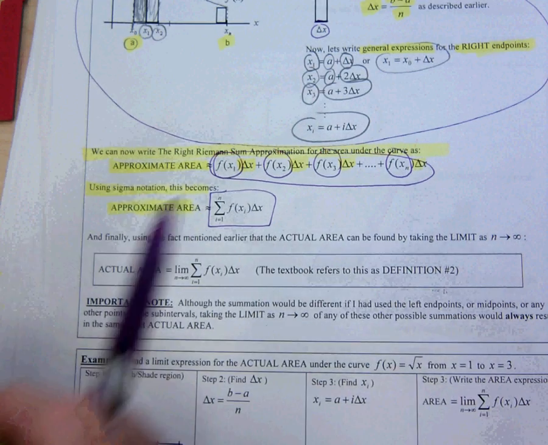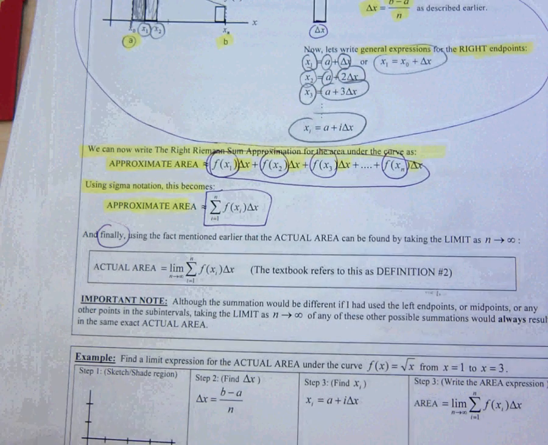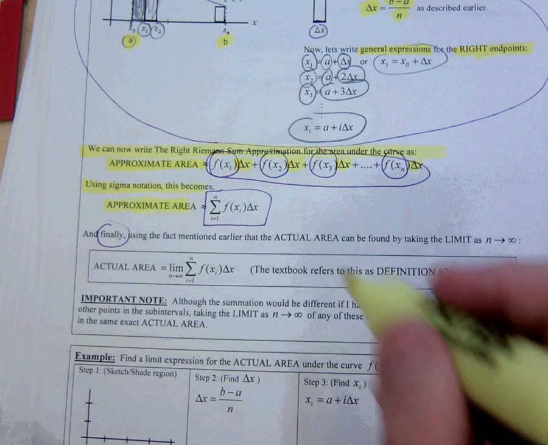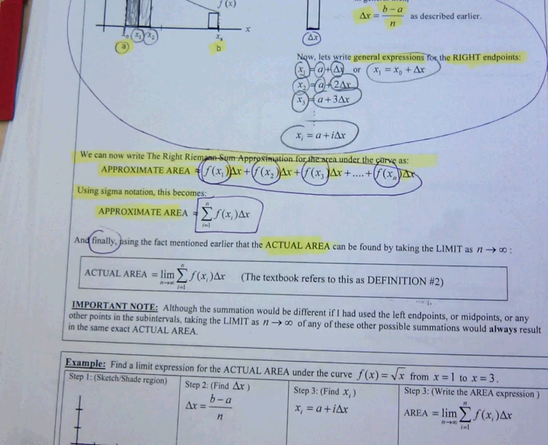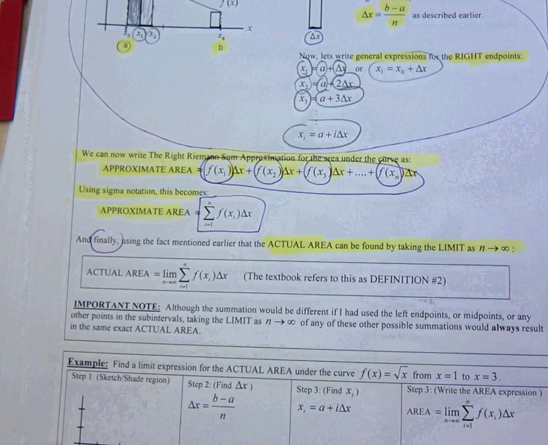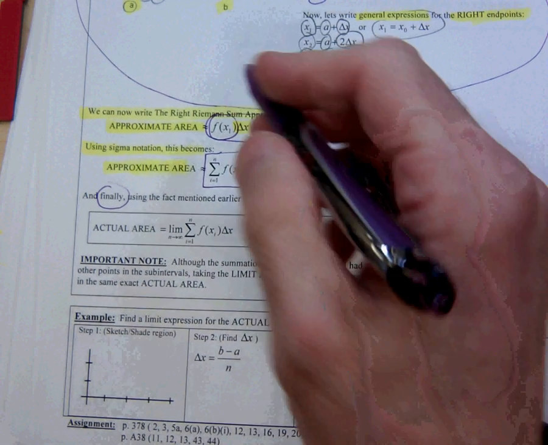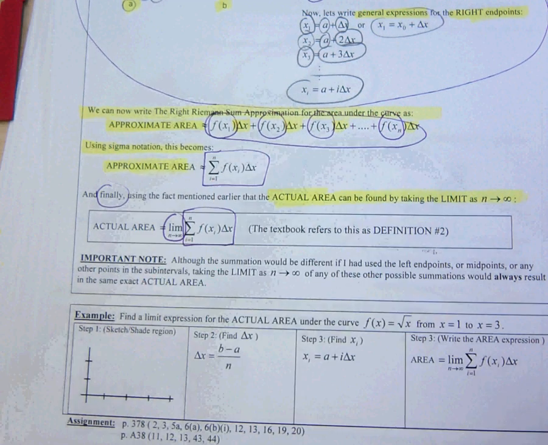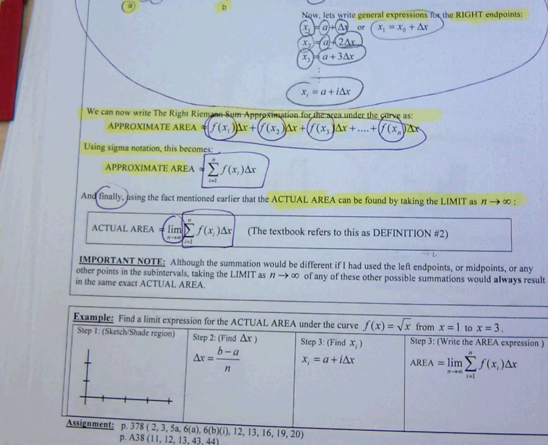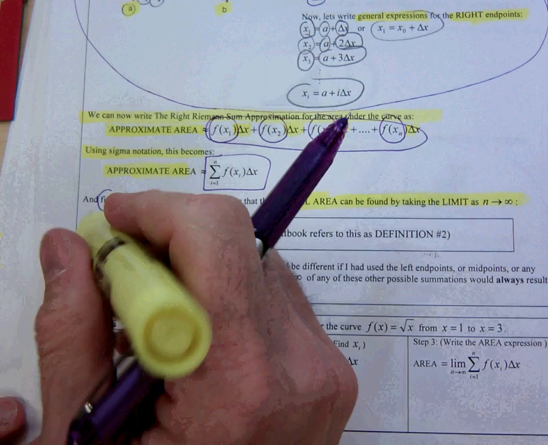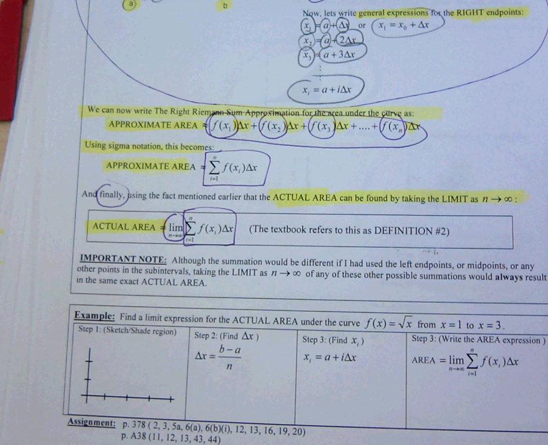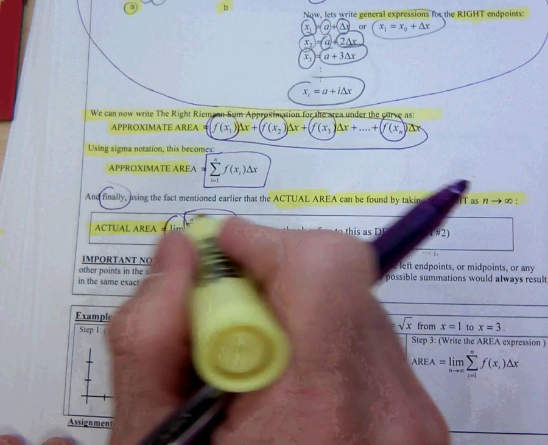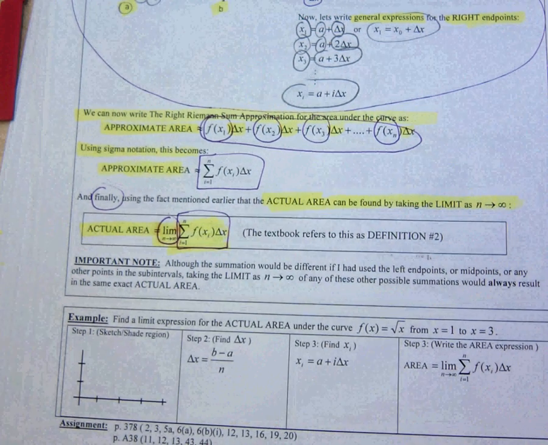And then finally, using the fact that I mentioned earlier that the actual area, not the approximate area, can be found by taking the limit as the number of rectangles goes to infinity. We can take this, which would have been an approximation, and take the limit of those approximations as the number of rectangles goes to infinity, and that will turn the approximation into the exact or actual area. And so there it is. So now, if you use this whole formula, you will get the exact area under the curve.